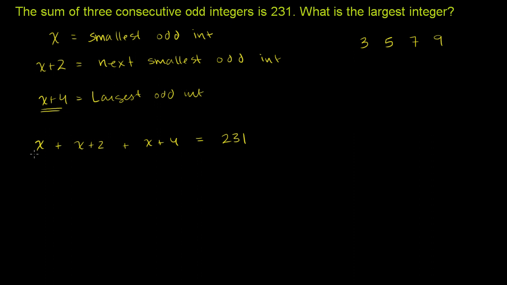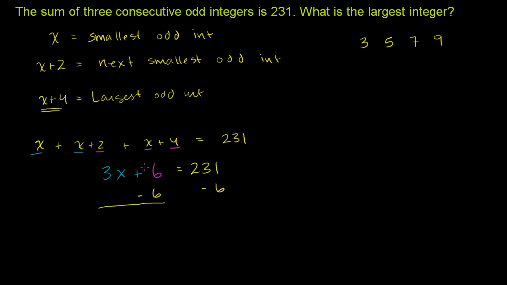So let's add our x terms. We have 1x, 2x, 3x's. So we get 3x plus, and then what are our constants? We have a 2 and we have a 4. So 3x plus 6 is equal to 231. Now, let's get rid of the 6 from the left-hand side of the equation. The best way to do that is to subtract 6 from both sides. So let's subtract 6 from both sides.